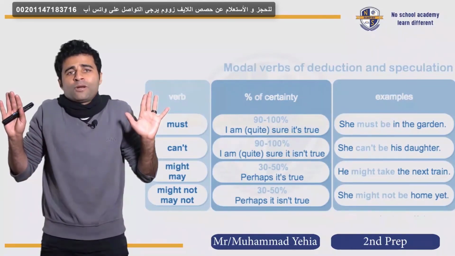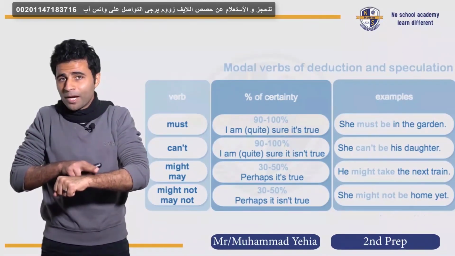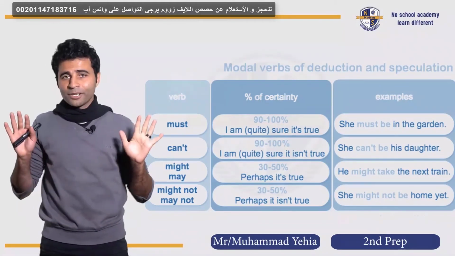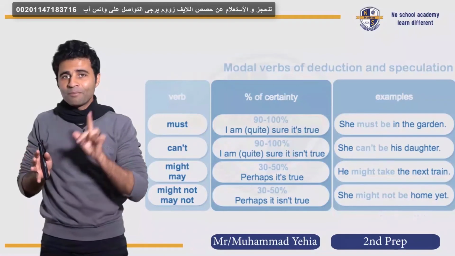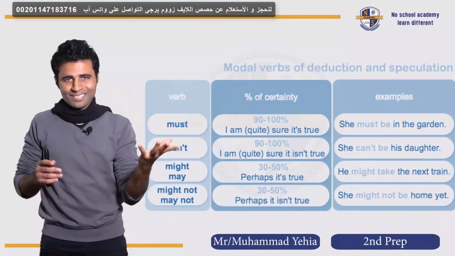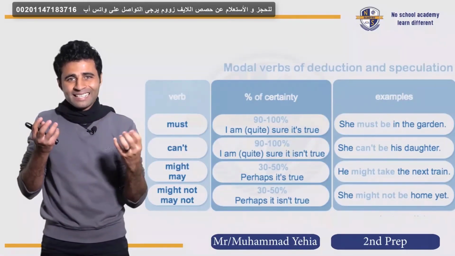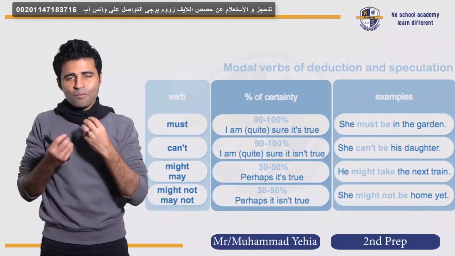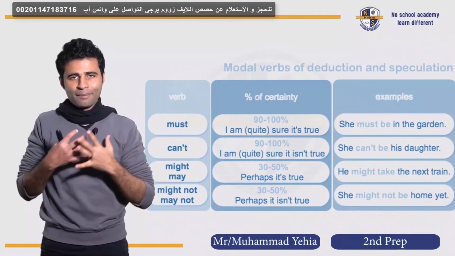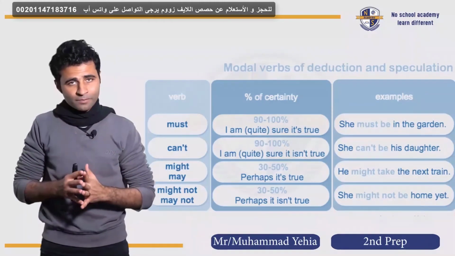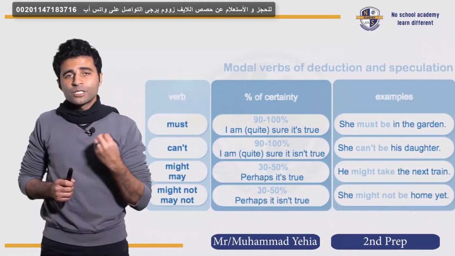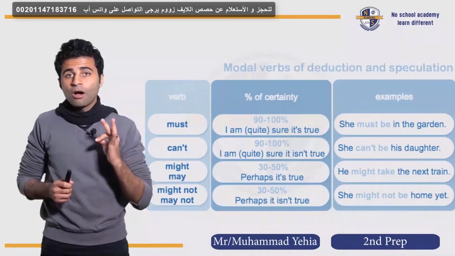I don't know. He might come. I'm not sure. He might come, but he might not. It's probability. This action might happen, might not happen. I'm not sure. So as a conclusion for all of this, must, we use it for something you're sure about 100%.